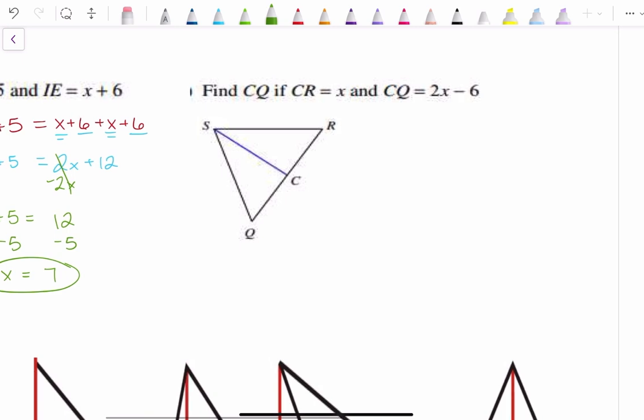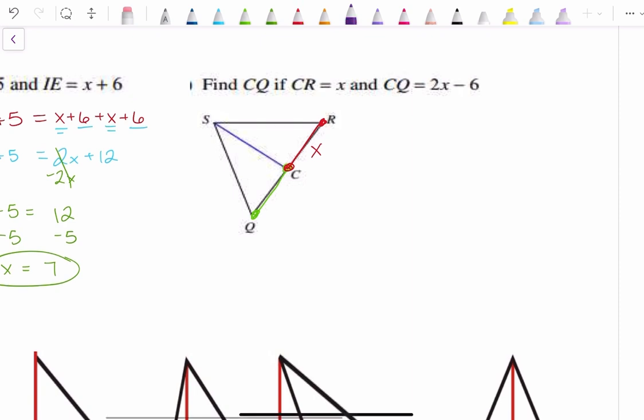For the next one, I want to find CQ, which is this half. That's what I want to know, but I know that CR is x, and I know that CQ is 2x minus 6. Well, again, these are medians. Like, this is a median, which means it does cut that half in perfect half. So I know that those two halves are going to be the same, and that is my setup to solve for x. x equals 2x minus 6.